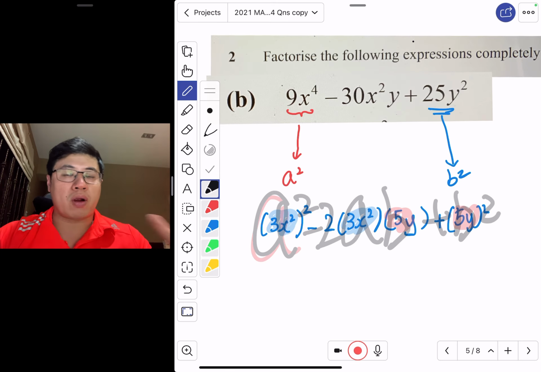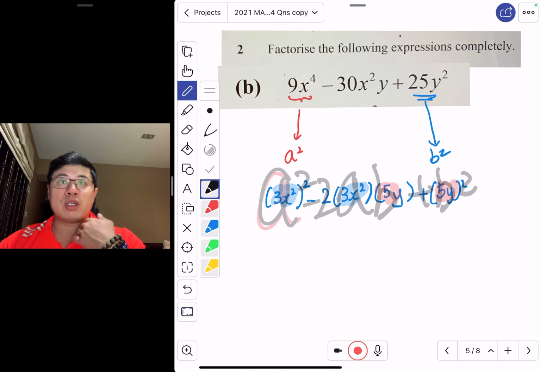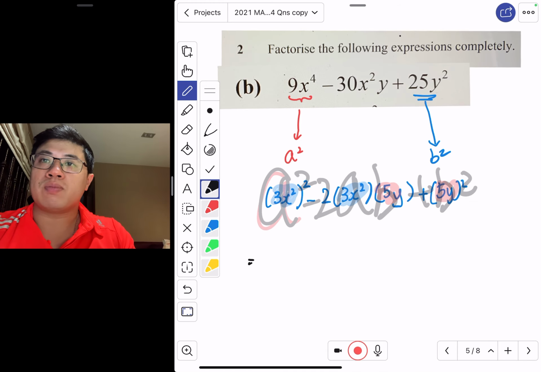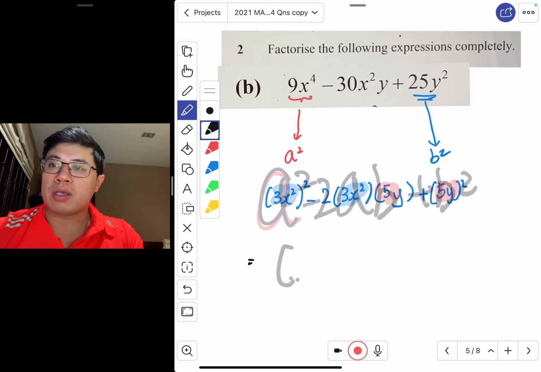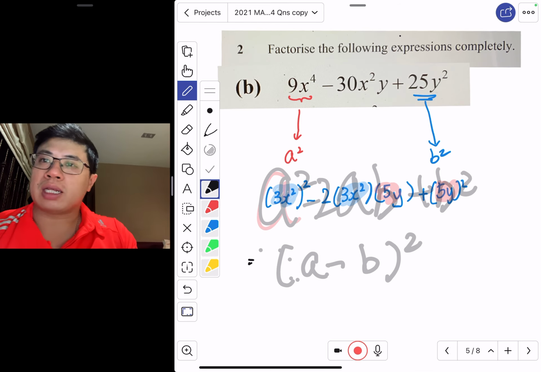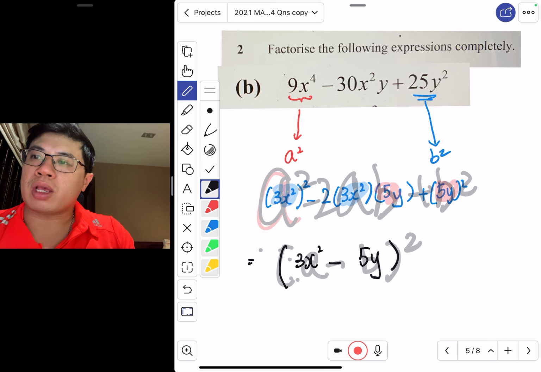When you factorize this using an identity, if you do not know the identity, then please go and memorize it. It will be equals to a minus b bracket square. So you know that based on the placeholder, a minus b bracket square, what is inside the placeholder will be a will be 3x square minus b, that will be 5y bracket square.